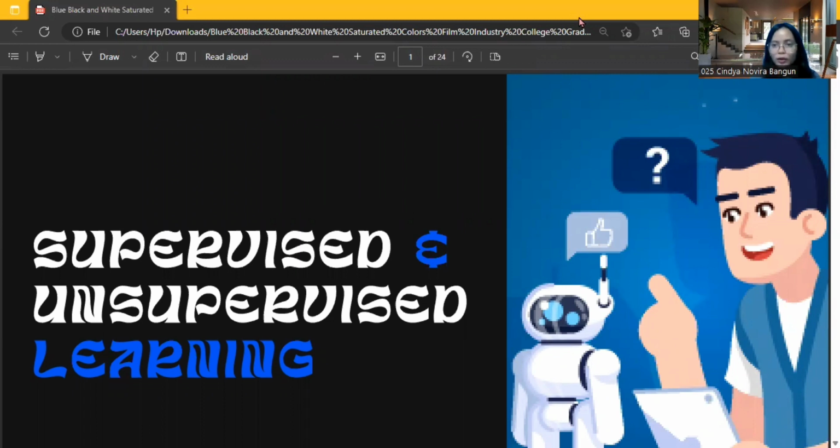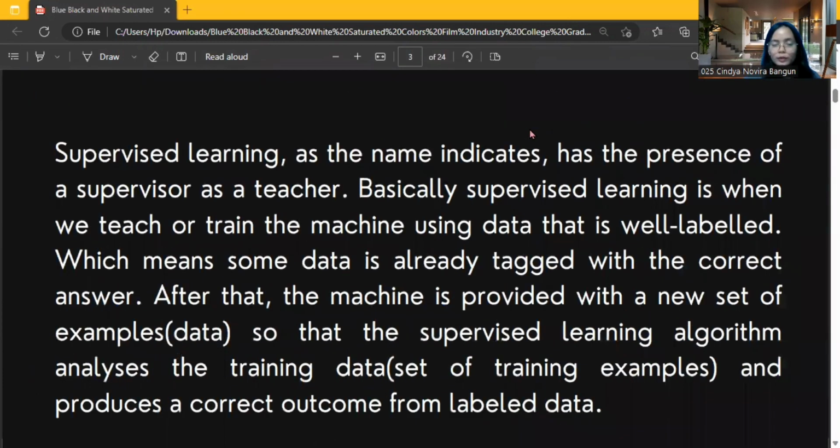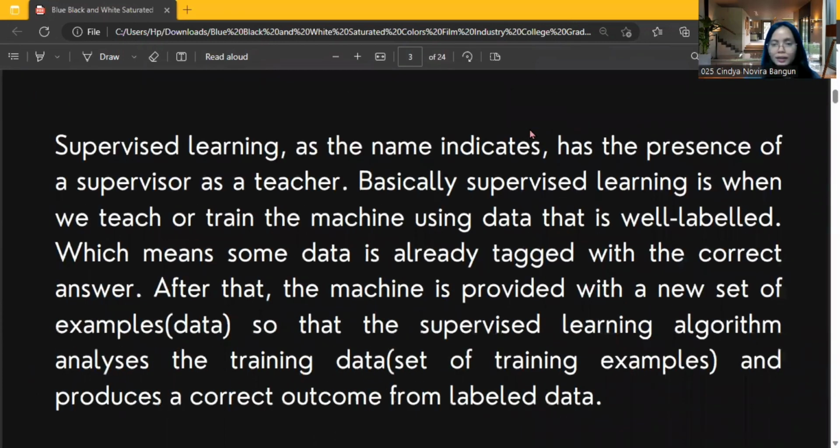In this video, I will explain about supervised and unsupervised learning. First, I will tell you about supervised learning. What is supervised learning? Supervised learning, as the name indicates, has the presence of a supervisor as a teacher. Basically, supervised learning is when we teach or train the machine using data that is well labeled, which means some data is already tagged with the correct answer.